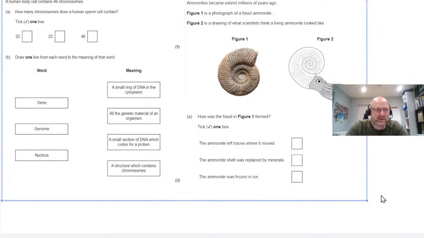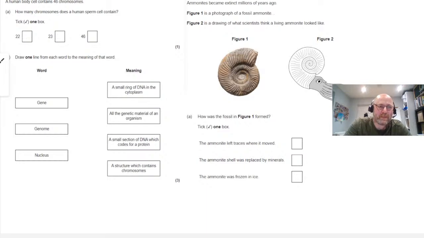I should shrink that as I've got my camera right over it. So, how many chromosomes does a sperm cell contain? Human body cell has 46 chromosomes, but how many chromosomes in a sperm cell? Well done, Donald. Tasha, Cade, yeah, it's 23. Draw one line. Gene, which is the meaning of a gene? What's the meaning of a genome?